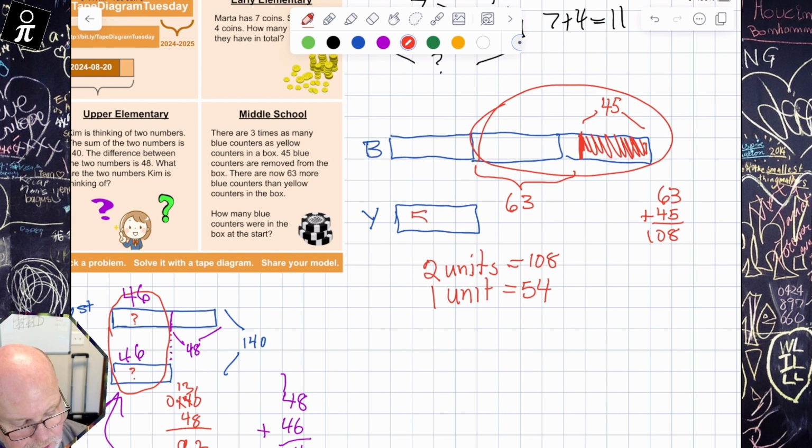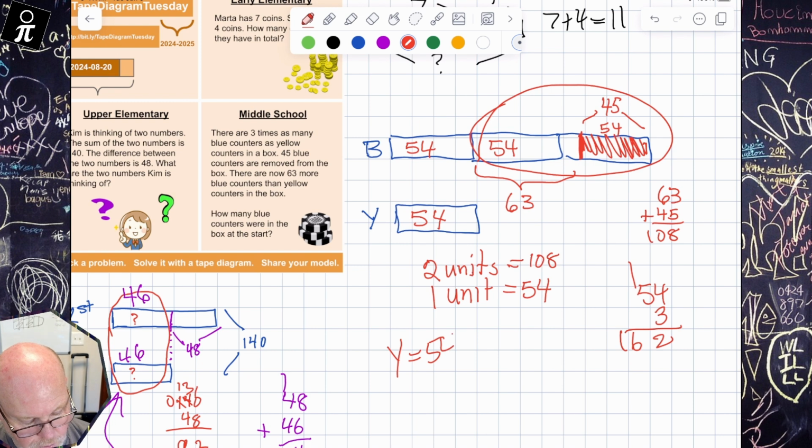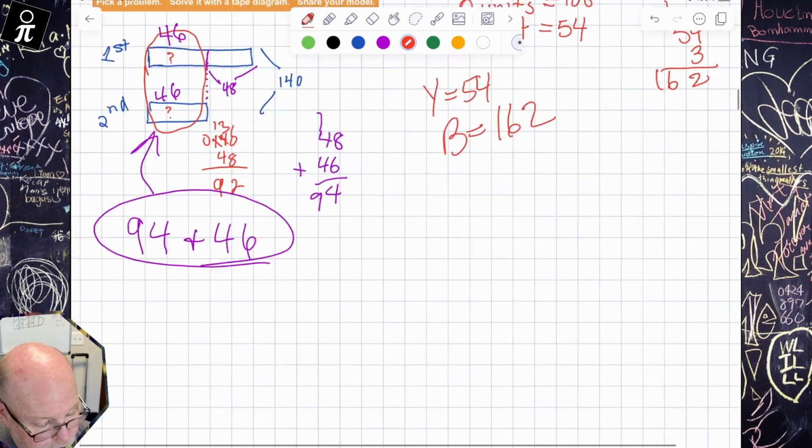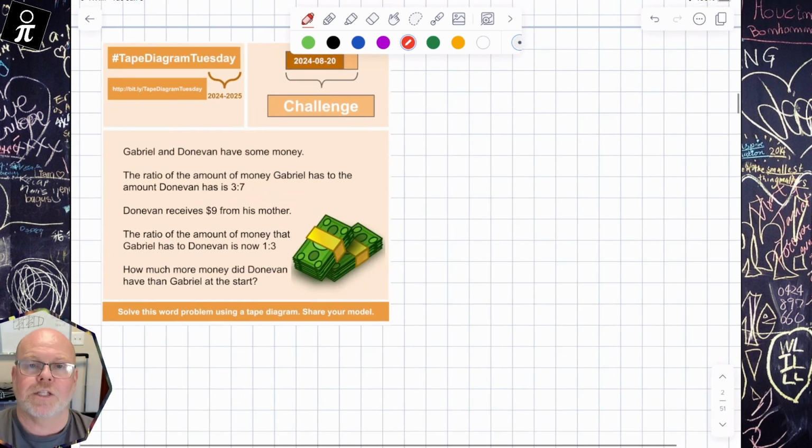That means the yellow is 54 units. And then the blue is 54 plus 54 plus 54, because there's 3 blue units. So 54 times 3 is 162. So yellow is 54, blue is 162. All right, there's my answer for the middle school. Let's go to the challenge.